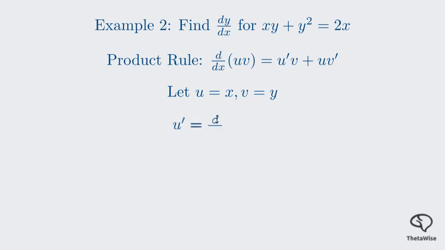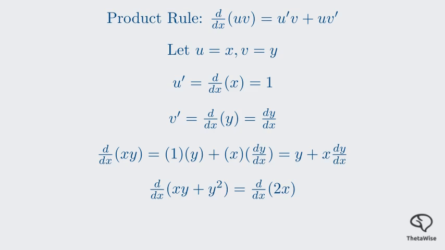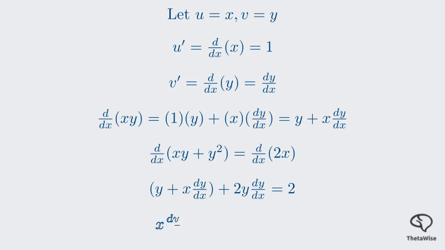The derivative u prime is the derivative of x, which is 1. The derivative v prime is the derivative of y, which is dy by dx. So the derivative of xy is 1 times y plus x times dy by dx. Now we can differentiate the entire equation. Differentiating both sides with respect to x, we get the derivative of xy, which is y plus x dy by dx, plus the derivative of y squared, which is 2y dy by dx, equals the derivative of 2x, which is 2.